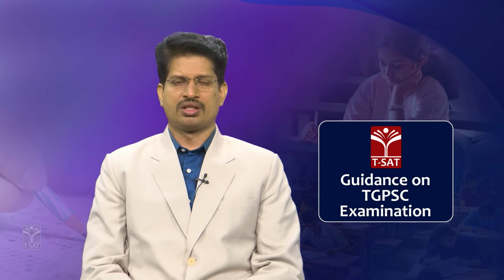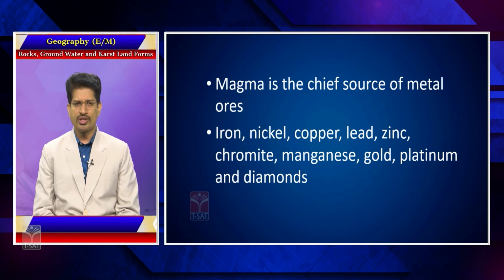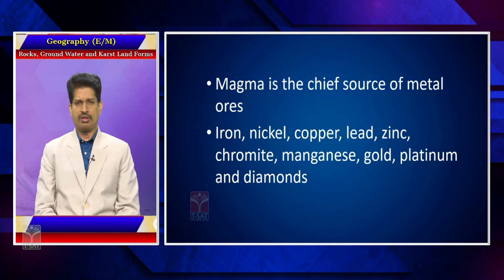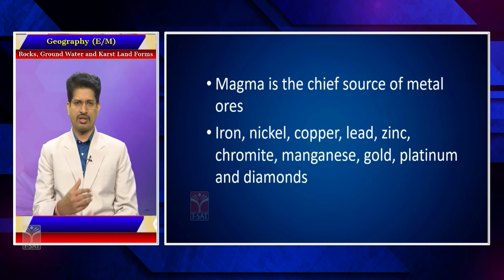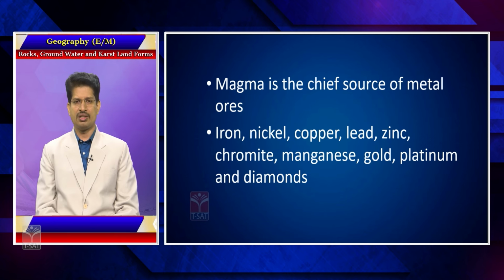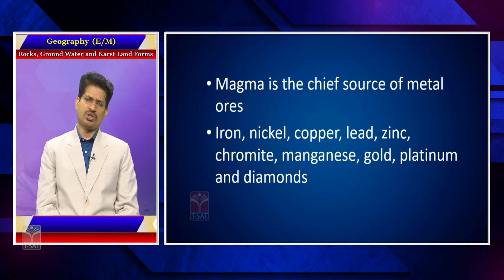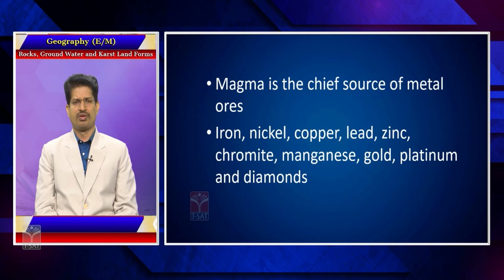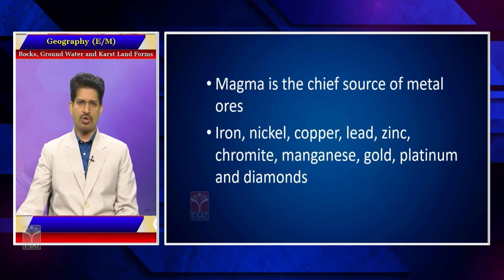So, magma is the source of formation of certain minerals. There might be a question to you: what are the different kinds of minerals which are available from the source of magmatic rocks? These are the different kinds of metallic minerals like iron, nickel, copper, lead, zinc, chromite, manganese, gold, platinum, and diamonds, where a diamond is not a metal, of course. These are the different kinds of metallic minerals which are available in magmatic rock, and a question can be framed on this.